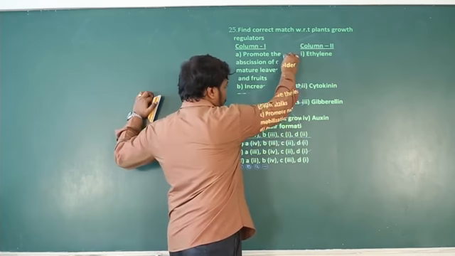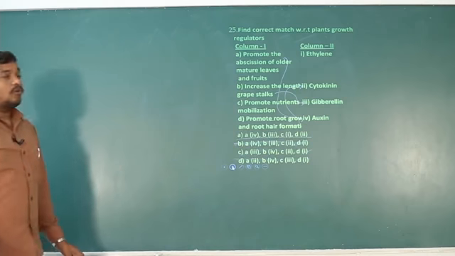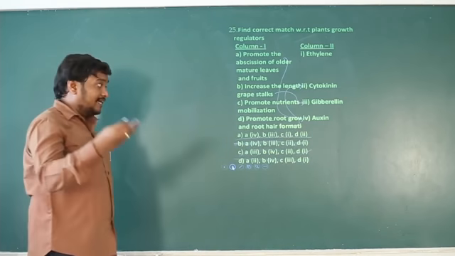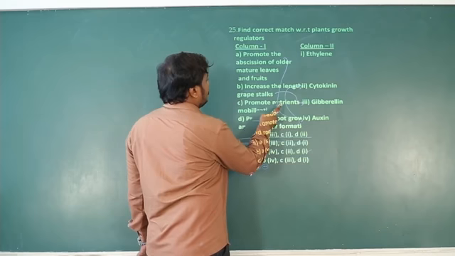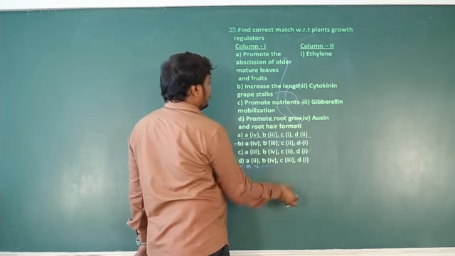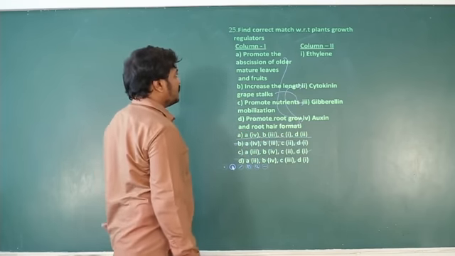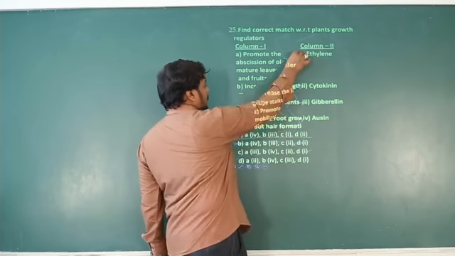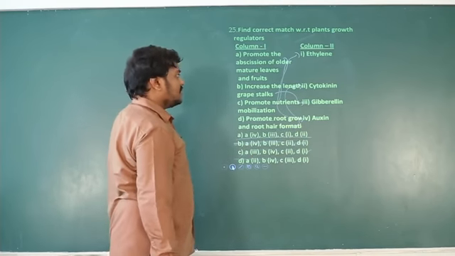Even auxin does this process. Auxin promotes the abscission of older leaves but prevents the abscission of younger leaves. B3: increase in the length of grape stalk, that is gibberellin. Then C1: promote nutrient mobilization, it is ethylene. Then D2: promote root growth and root formation, is cytokinin.